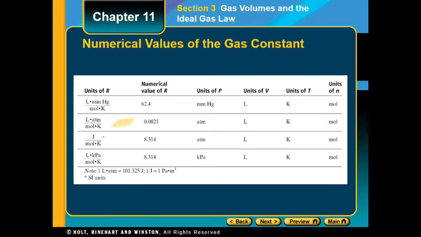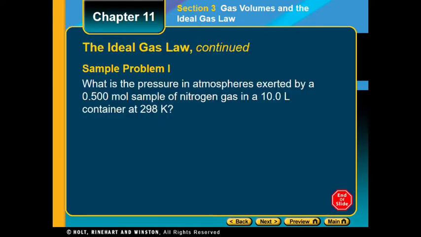Again, the 0.0821 using liter atmosphere over mole Kelvin and 8.314 liter kilopascal over mole Kelvin. So let's work out a sample problem. What is the pressure in atmospheres exerted by a half mole sample of nitrogen gas in a 10-liter container at 298 Kelvin? If you ask me, well, how do I know not to use, say, the combined gas law equation?